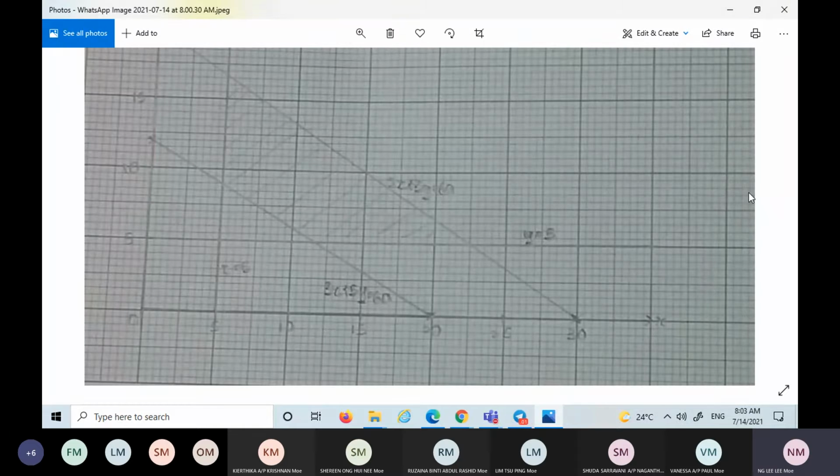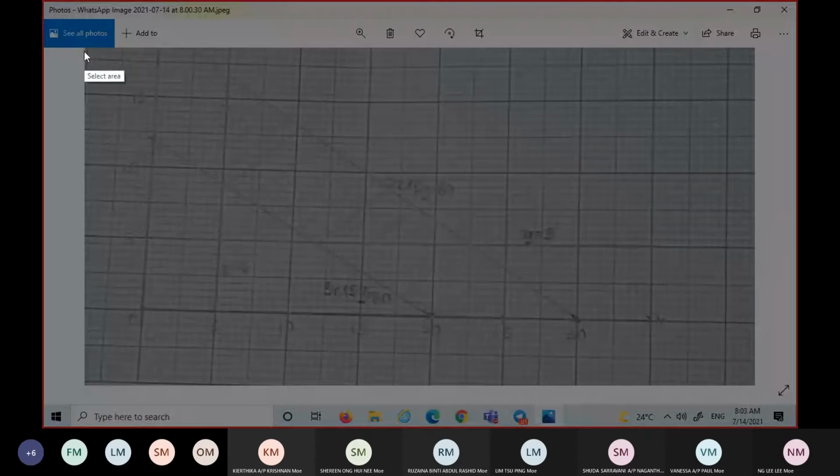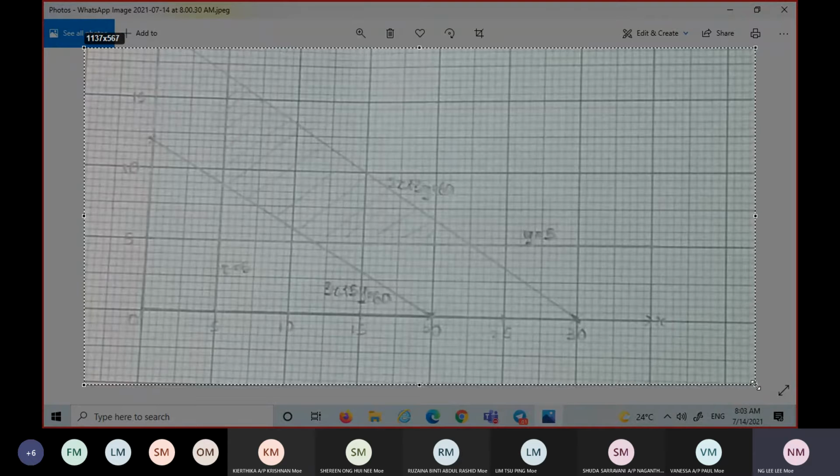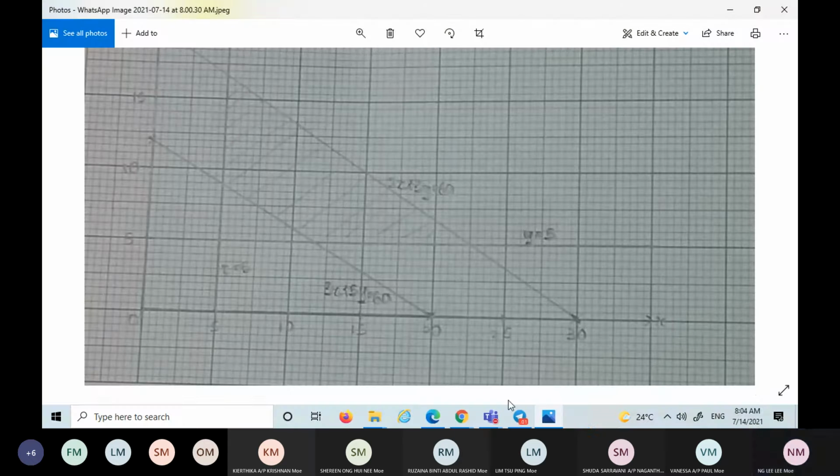Okay, can you see your own graph, Vanessa? Or any of you, can you see the graph?